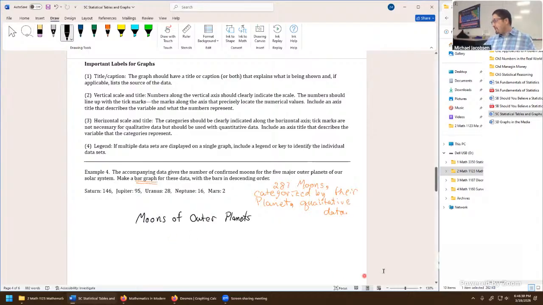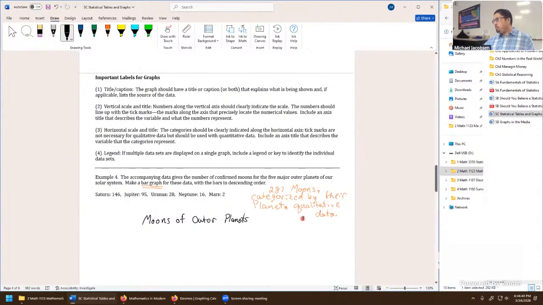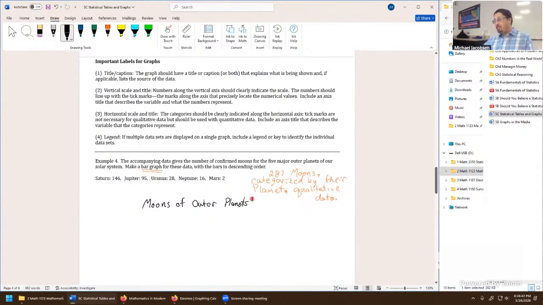So that's going to be our graph title on this. And I'm not going to be too picky. You can make some other title as long as it fits in with the context of the data. It'll work out just fine. Next, we're going to have a vertical scale and a horizontal scale. So we might as well just start there for our second step.